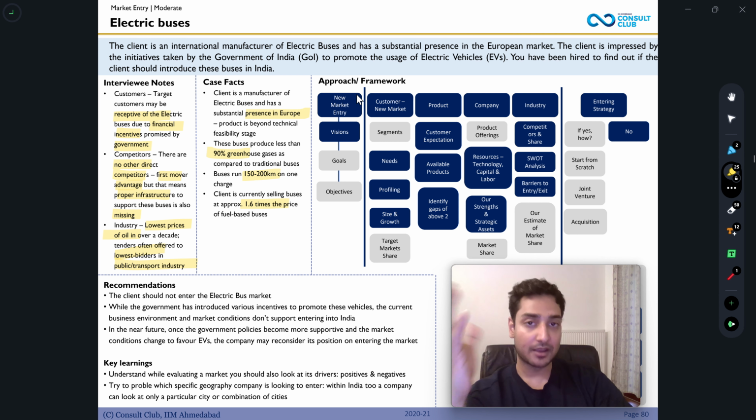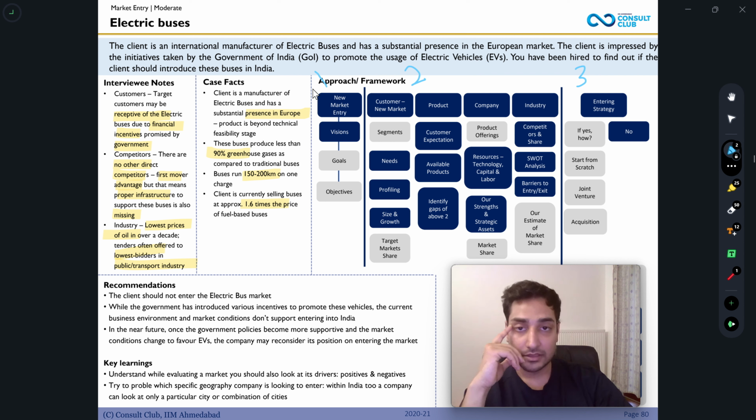A market entry approach looks like this: in the first part, you analyze the client's objective, understand the situation for the client, and then provide suggestions. In the first part, you understand the vision, why the company wanted to launch. In the second part, there are four parts where you first understand the customer, then the product, then the company, and then the industry. For the customer, usually you first segment the customer into different parts, but since it's a bus company, the majority of middle class people will be using it.